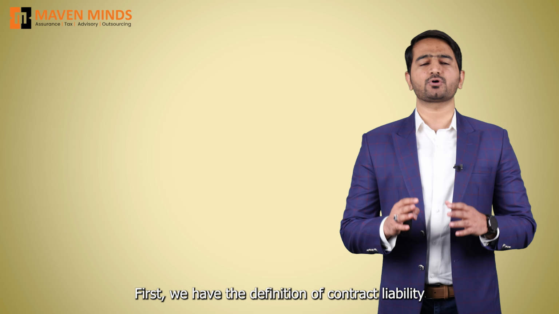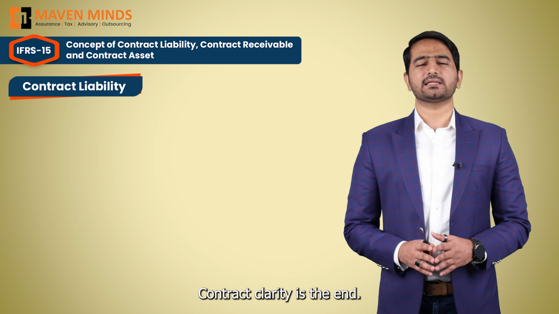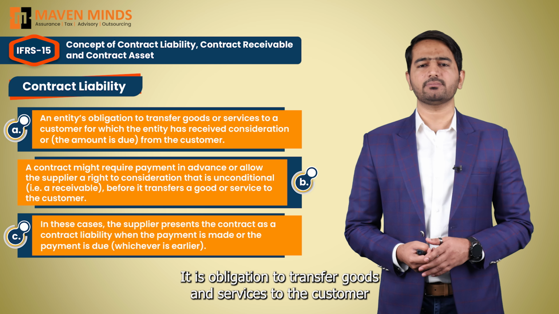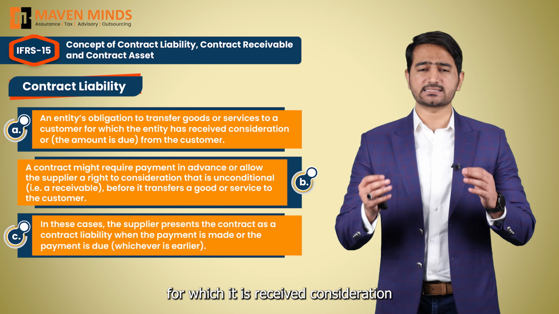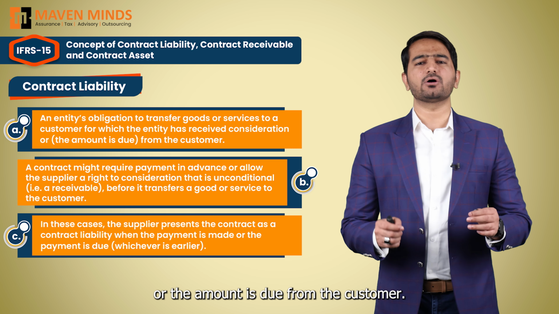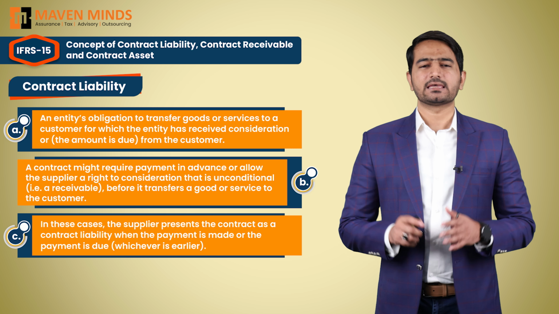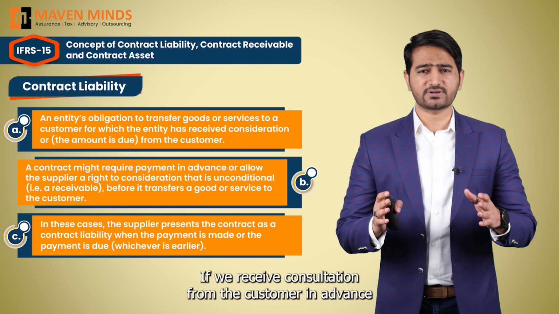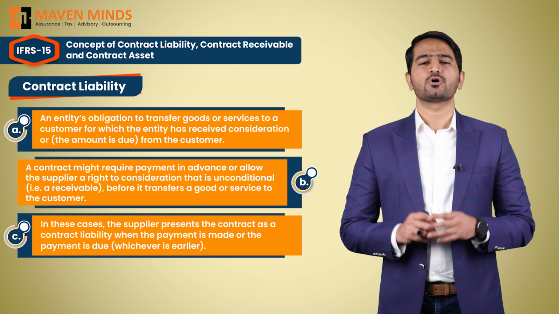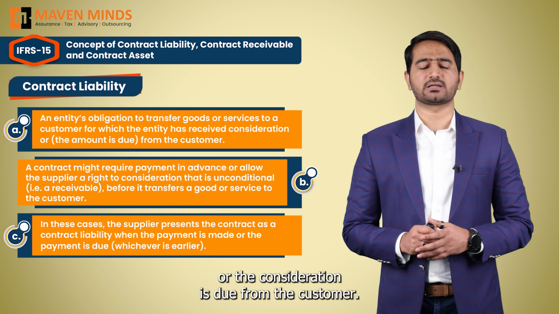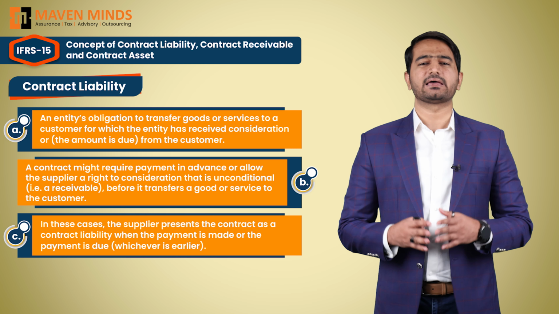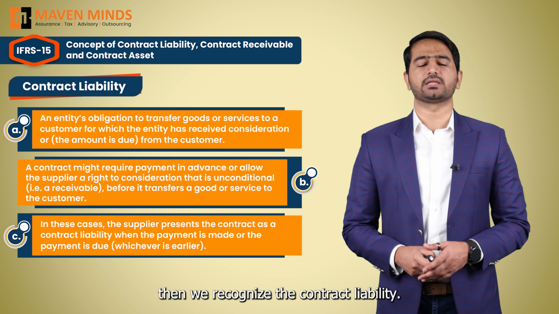First, we have the definition of contract liability. Contract liability is the entity's obligation to transfer goods and services to the customer for which the entity has received consideration or the amount is due from the customer. This definition completely aligns with our understanding. If we receive consideration from the customer in advance or the consideration is due from the customer, but we are obligated to provide goods and services to the customer in future, then we recognize a contract liability.